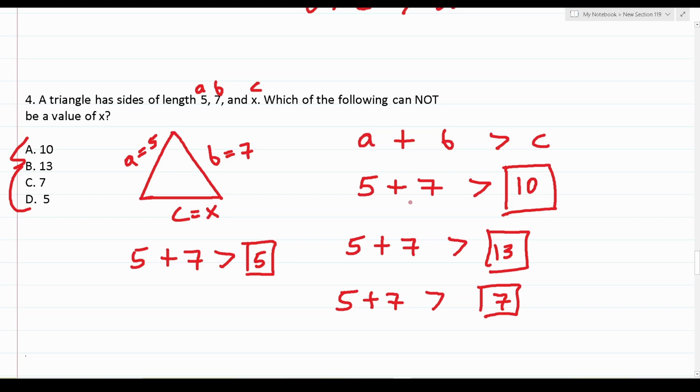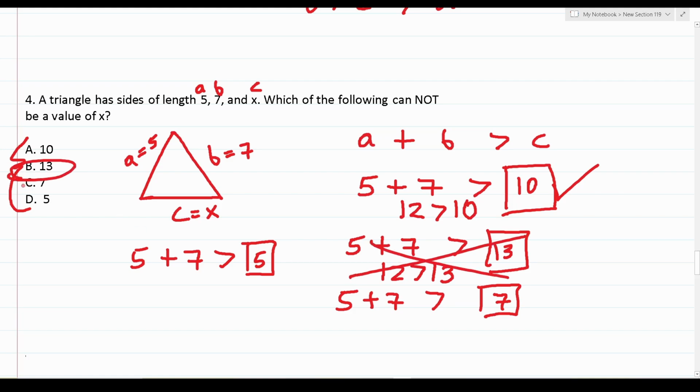5 plus 7, that's 7, 8, 9, 10, 11, 12. Is 12 greater than 10? It is. So it passes. 5 plus 7 is 12. Is 12 greater than 13? It is not. Therefore, we know 13 is not a possible value of x. All right, so that is that one.